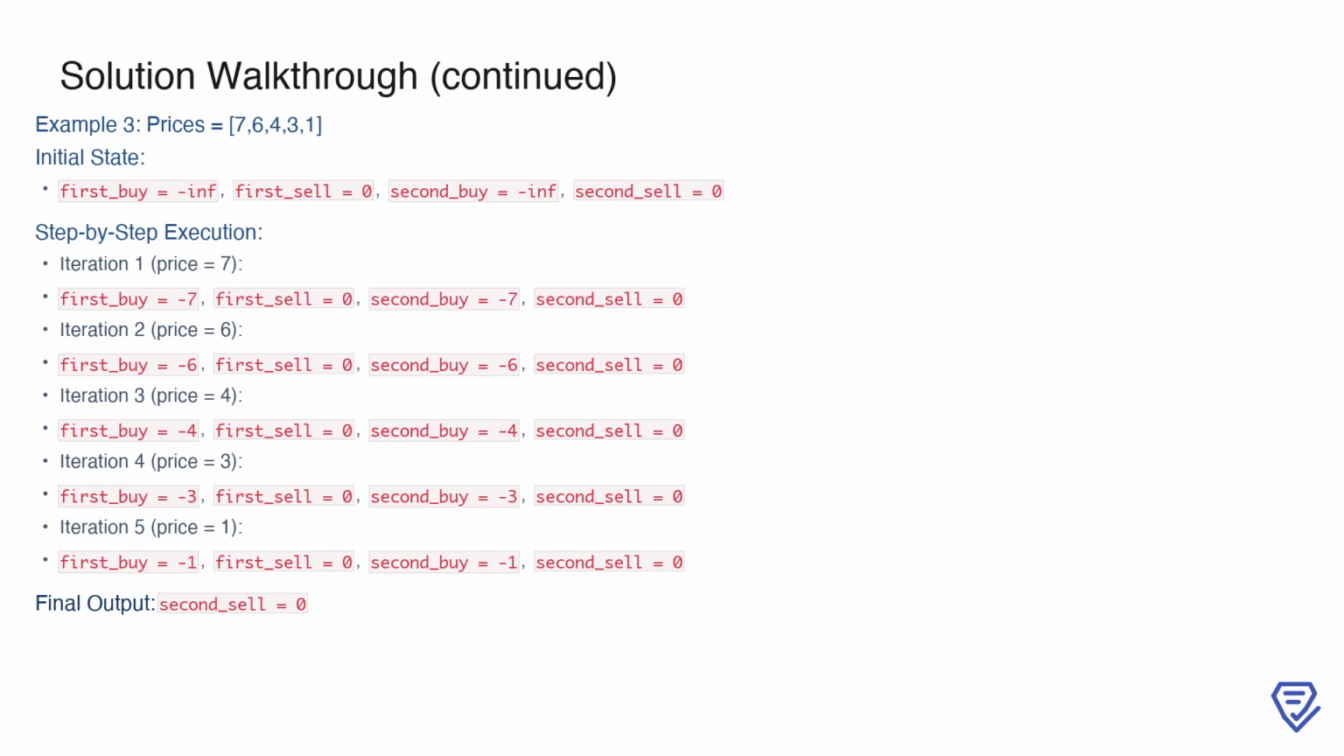As prices continue to drop, first_buy updates to reflect the lower cost of purchasing stocks, but first_sell and second_sell remain 0 throughout, as no profitable selling opportunities arise. By the end of the fifth iteration, all transactions result in 0 profit, and second_sell remains 0, indicating no gains were possible in this scenario.